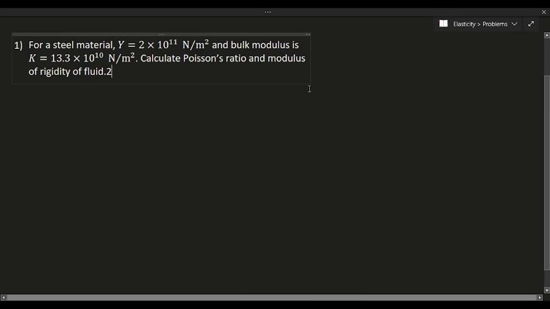Hello everyone. We solve problems from the chapter of elasticity. This is a simple problem.